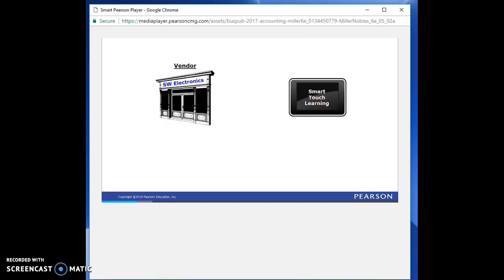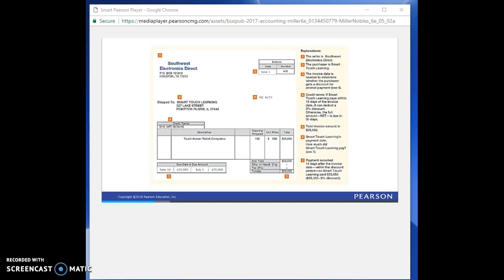When Smart Touch Learning purchases its tablets, it will do so from a vendor called Southwest Electronics. Southwest Electronics will send the tablets to Smart Touch Learning and will also send Smart Touch Learning an invoice. An invoice is a seller's request for payment from a purchaser, or more simply, just think of it as a bill that Smart Touch Learning needs to pay to Southwest Electronics. Here's what a typical invoice looks like, and let's look at several important components of this invoice.